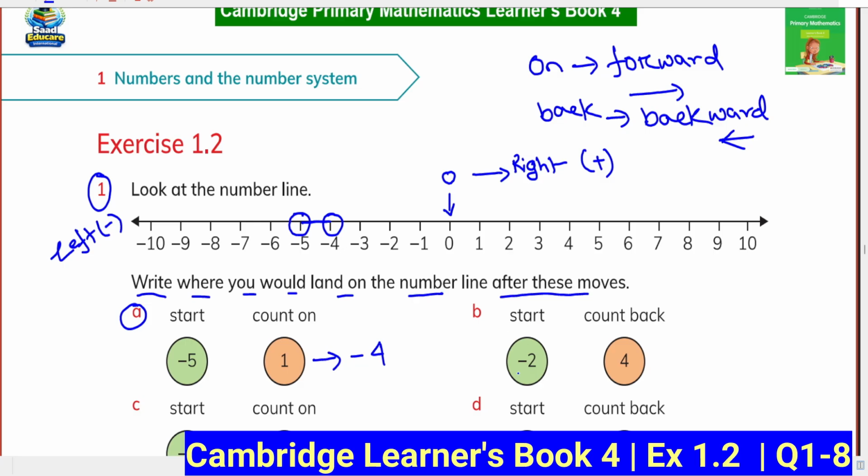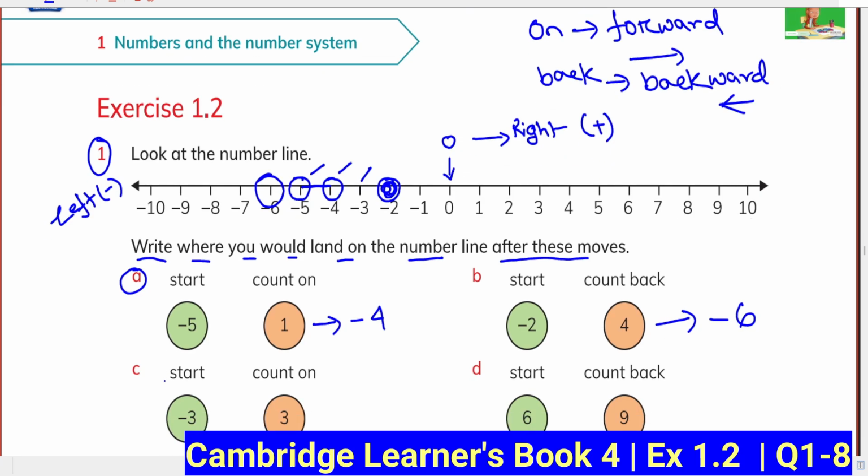Number B, start from -2. Here is a -2 and count back 4. So count back 4 means what? 1, 2, 3, and here is a 4. So here will be -6. Next, start -3. So here is a -3 and count on 3. It means 1, 2, 3. So it will be 0.